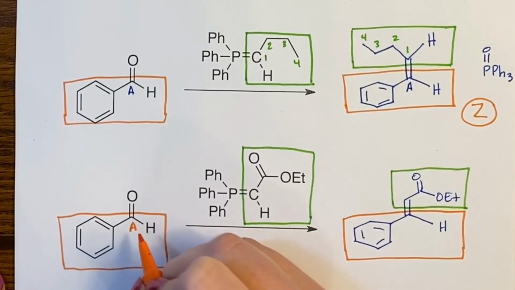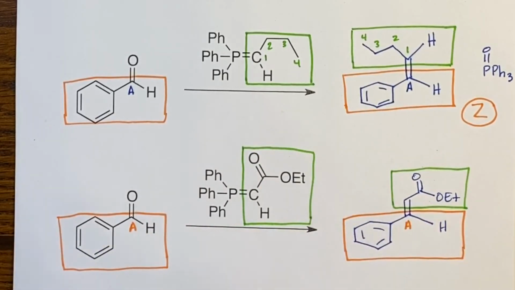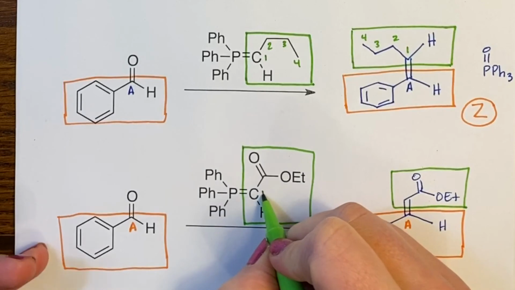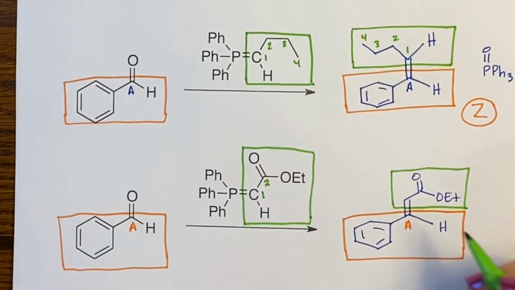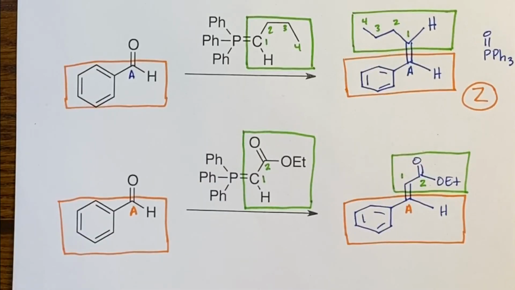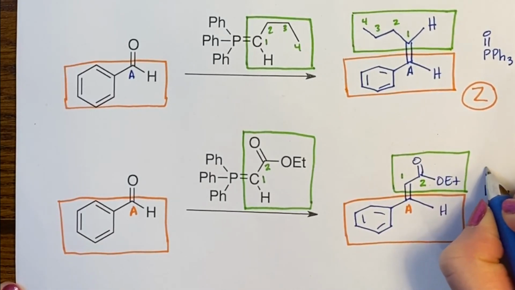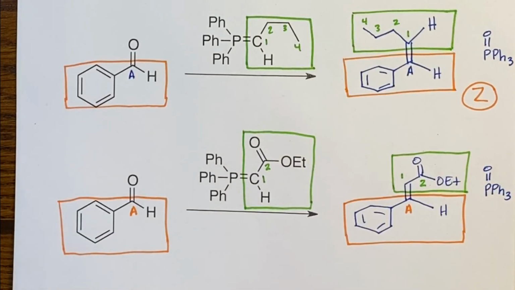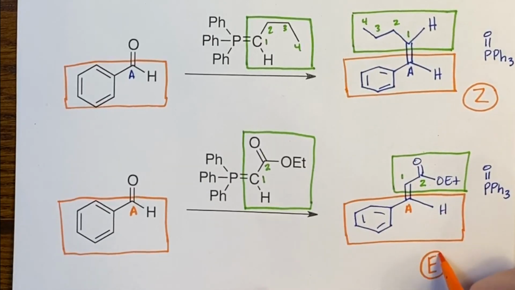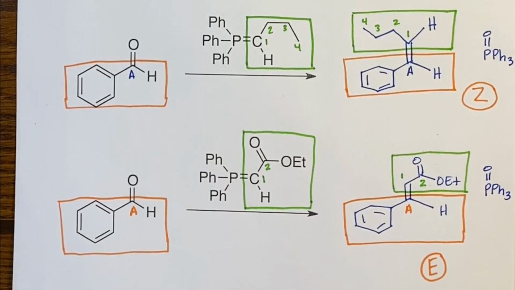This is carbon A. This is carbon 1. This is carbon 2. That is carbon 2. So that all of my carbons have been accounted for. Remember, I do also form triphenylphosphine oxide. And just as I said before, you don't need to show that product. And my alkene is an E alkene, where my highest priority groups at each carbon of the alkene are on different sides.